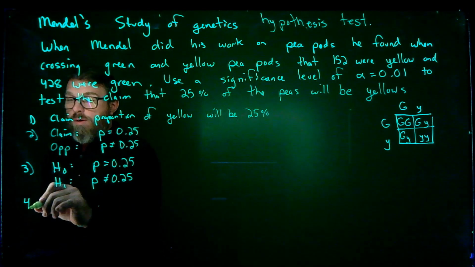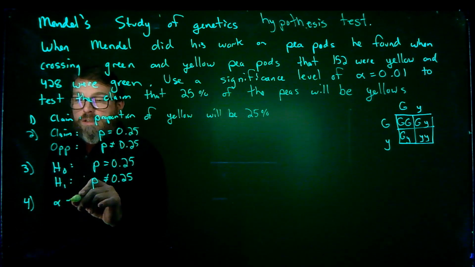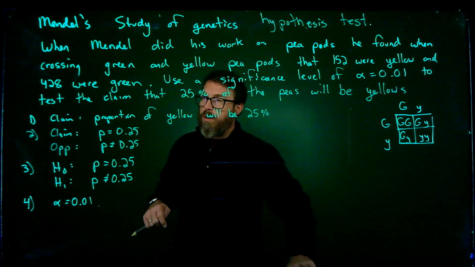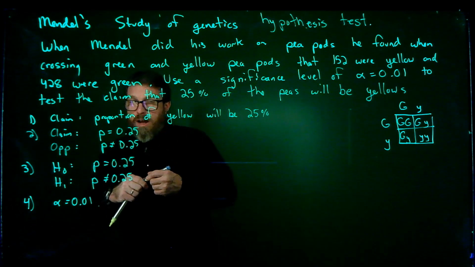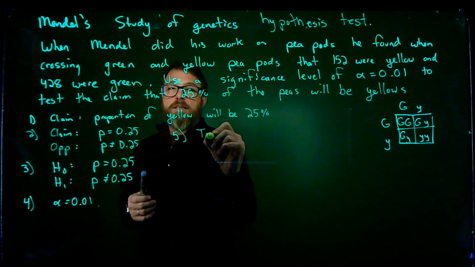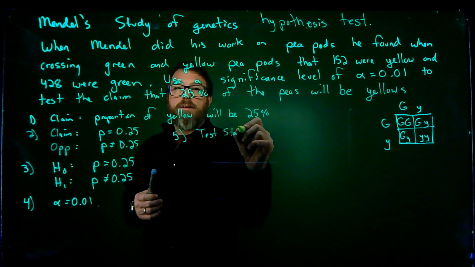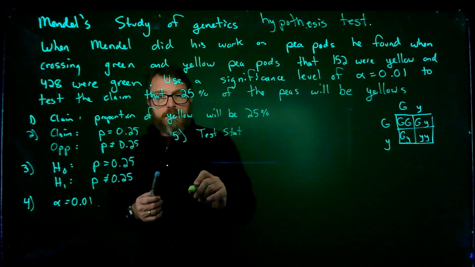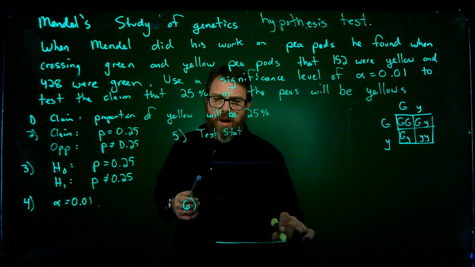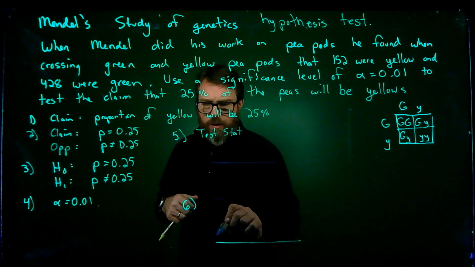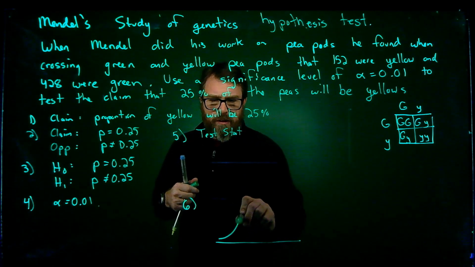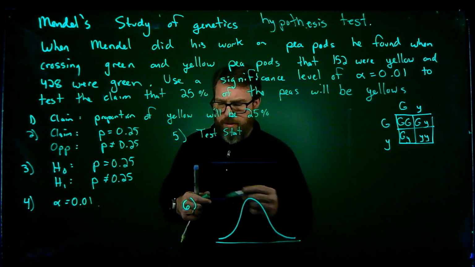Now at step 4, we want to identify our significance level, and they say to use 0.01. Step 5, we're going to have our test statistic. And step 6, we're going to write this in terms of our bell-shaped curve, and we need to figure out, on this bell, how many tails it has.